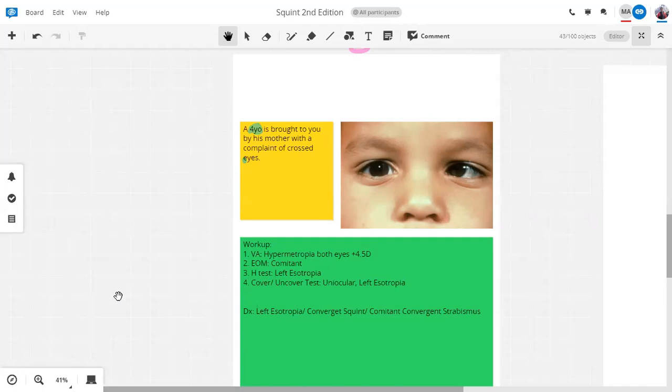He has to increase the effort of accommodation. He has to increase accommodation. So basically, what is accommodation? आपने पढ़ा हुआ है. Accommodation is the increase in power of the lens due to its shape. The lens becomes more globular, and the power of the lens increases.